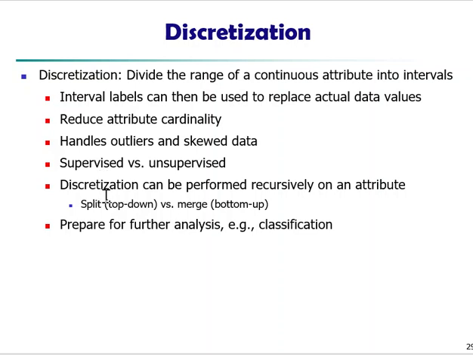Discretization can be performed recursively on an attribute. You can split this data range top down, first into small and large, then from the small, you can have very small, medium small, and some other smalls. And on the large side, you could further divide your large group into some additional groups. You could also take the merge approach, which is bottom up. We're going to see a bottom up approach example next. The goal of discretization, obviously, as we hinted, is to prepare the data for future analysis.